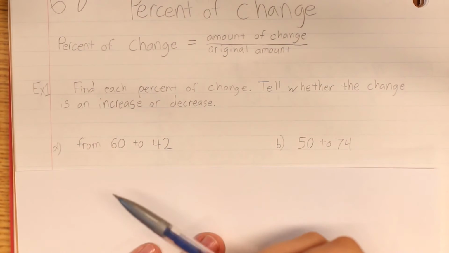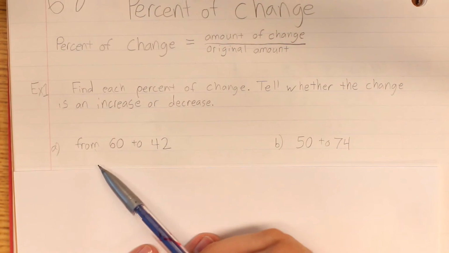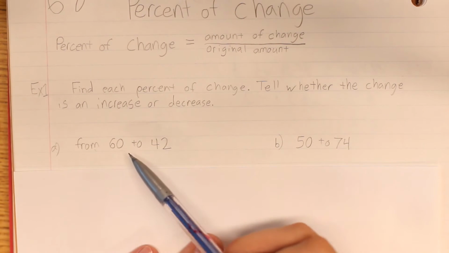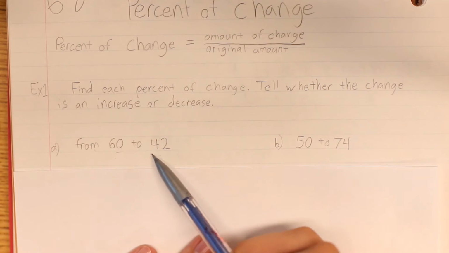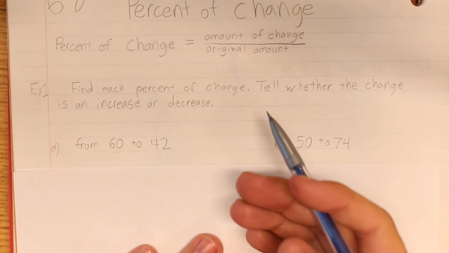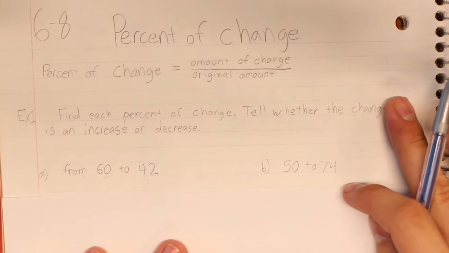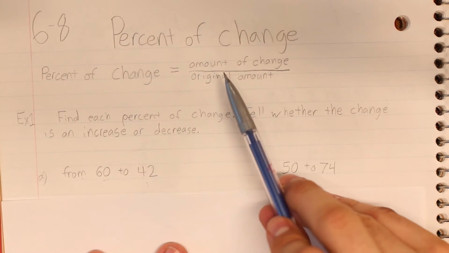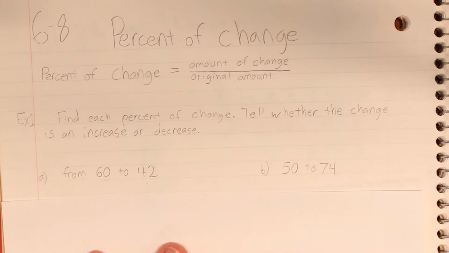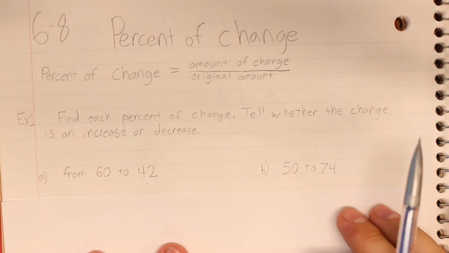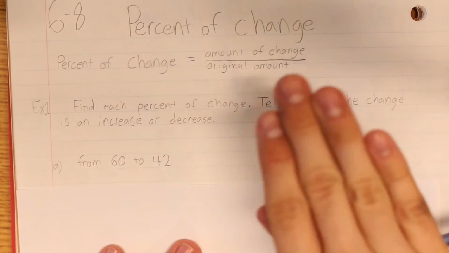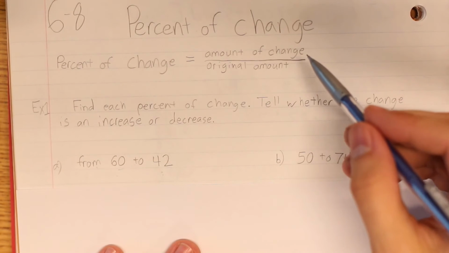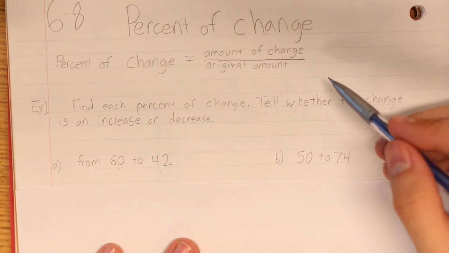So for instance, if it says, from 60 to 42, we start here, we go to here. Has there been an increase or a decrease? Obviously, there's been a decrease in the amount, but how much has it decreased by? So what you do is this. You say the amount of change. Now, this confuses a lot of people because they think, oh, I just take this number and divide it by this number. No. The amount of change, and you might want to write this somewhere in your notes.